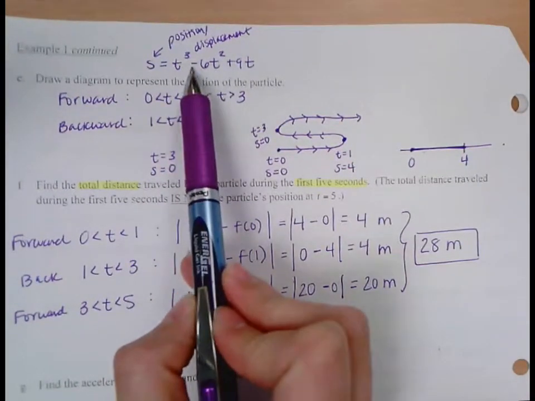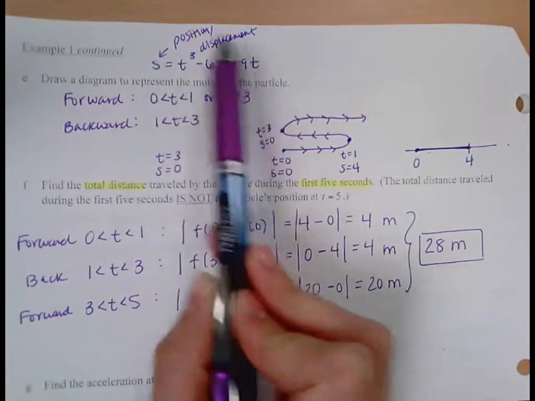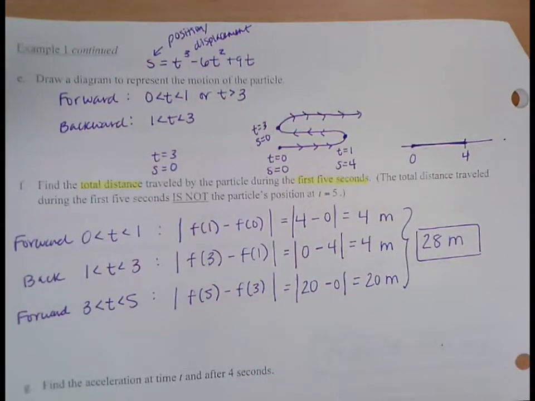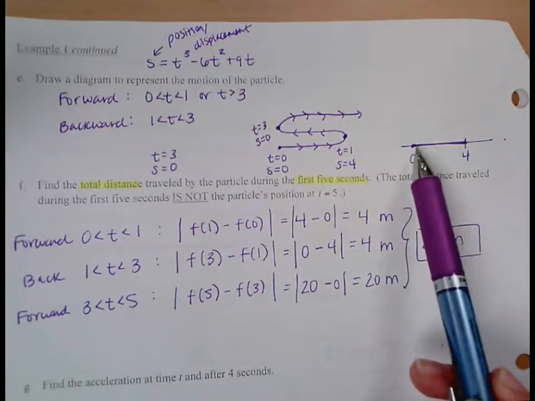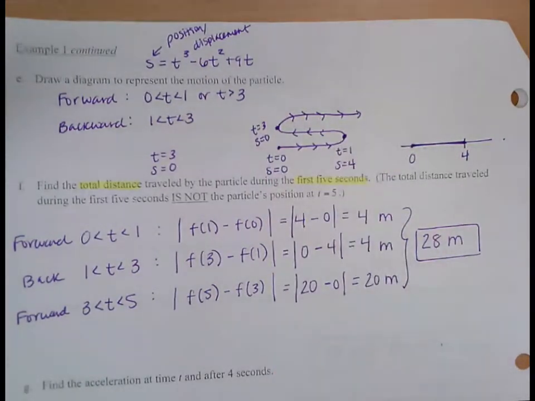This would be like if you were graphing on a coordinate plane, this would be the graph of your position using that function. So it's a diagram of where it's moving forward and backward, but you don't just want to make a straight line because that's not really showing you where it's going forward and backward. Does that make sense? Okay.